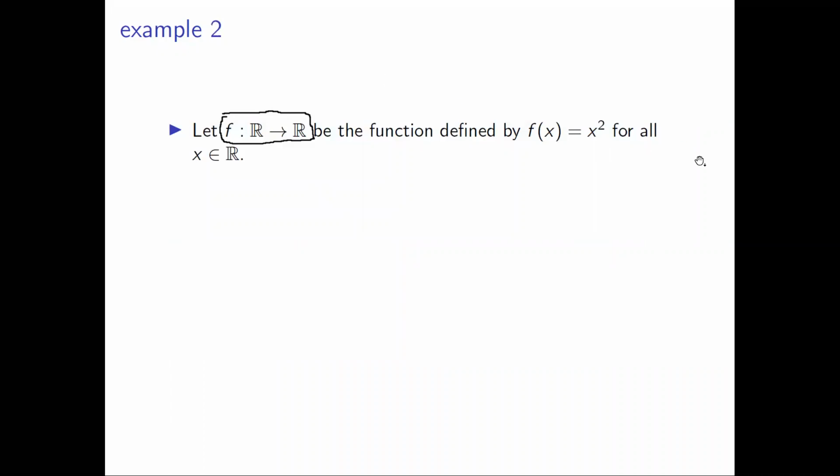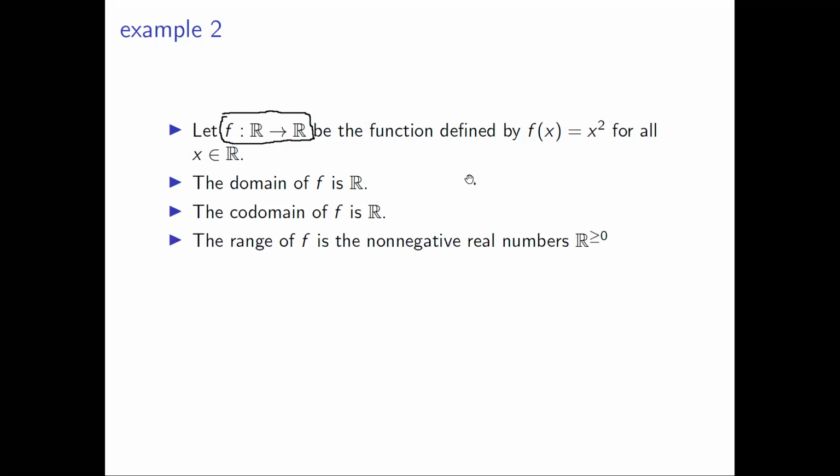So let's consider another example. For the second one, let's say we have the function f of x equals x squared. And again, we have f from the reals right arrow to the reals. So the domain of f is the reals, same with the codomain. This is the same for the domain and the codomain as the last function.